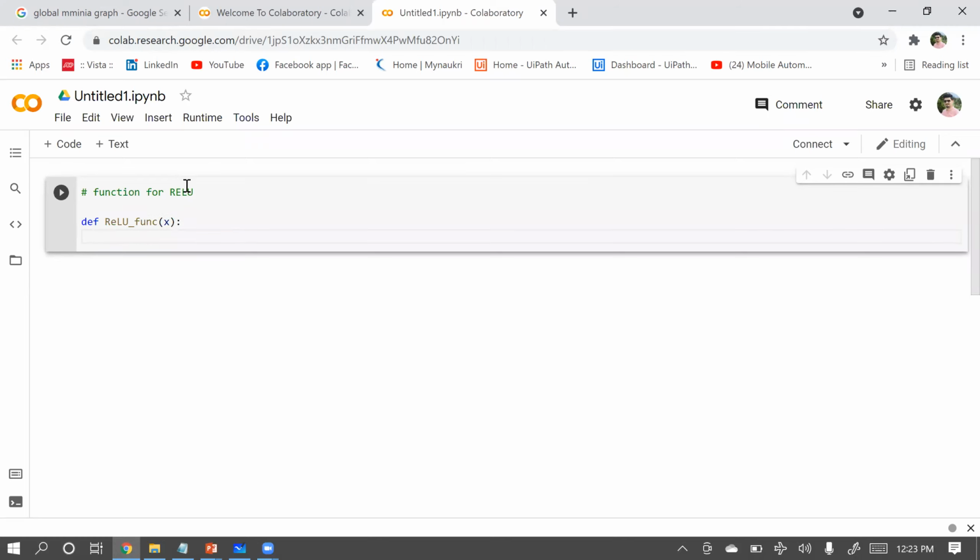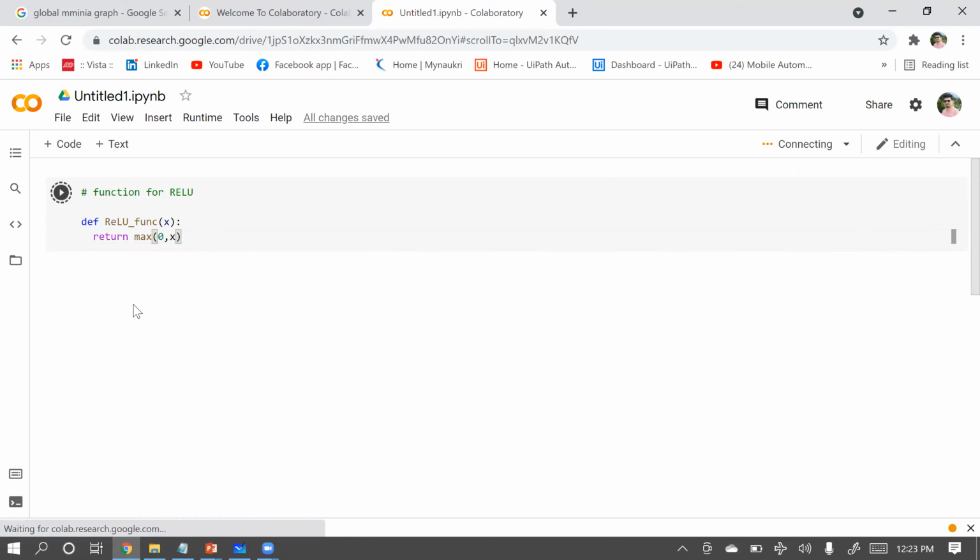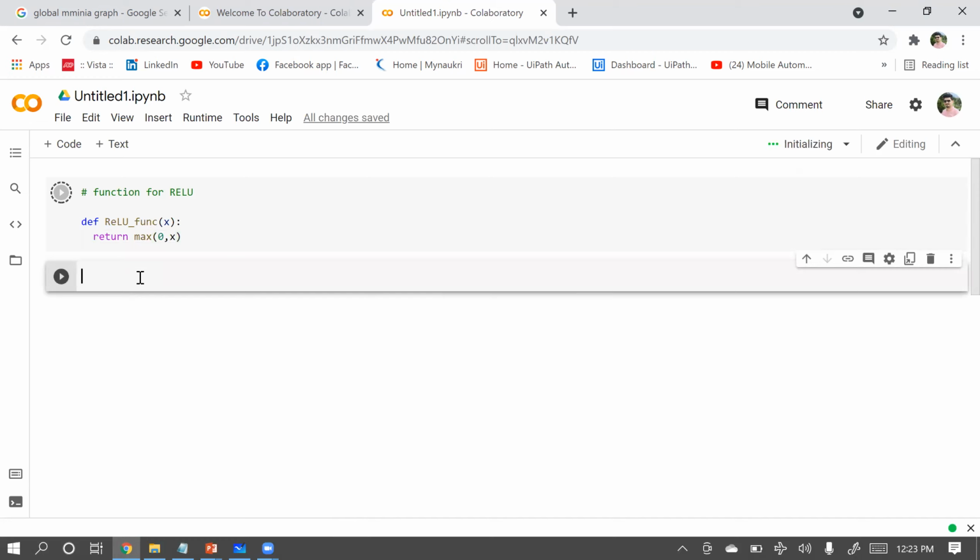And what exactly will the function be doing? It will be giving you the maximum value. So it will return the maximum of 0 comma the parameter x. Okay, so now we have created a function for the ReLU activation function.